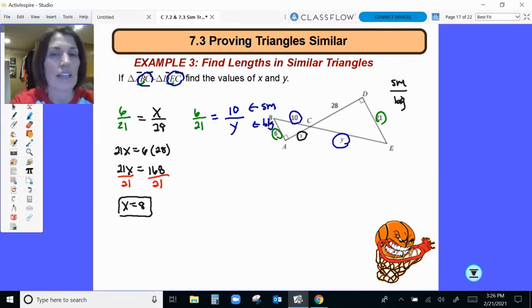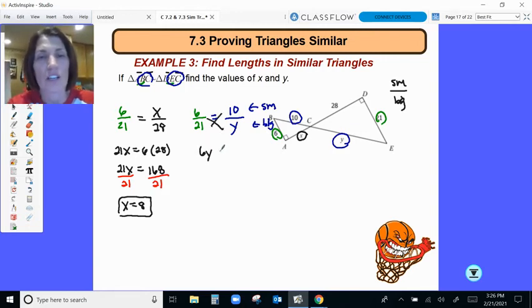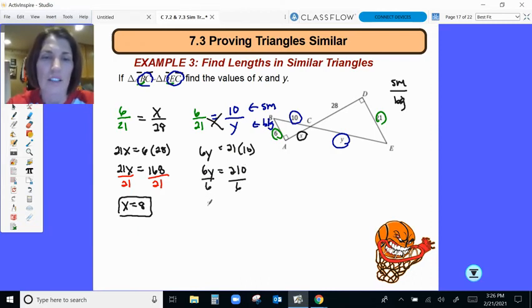I can do my 6y. 6 times y equals 21 times 10. So 6y equals 210 divided by 6. So 210 divided by 6 is equal to 35. And that's my value for y.